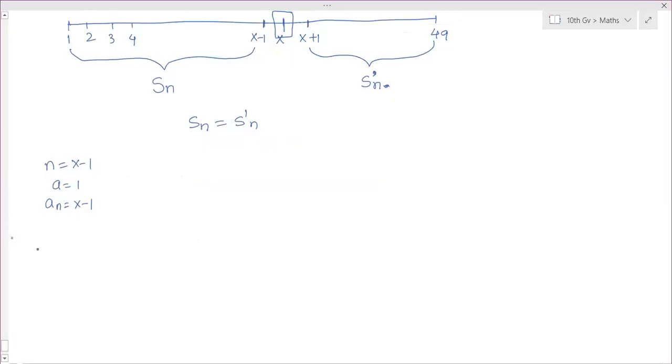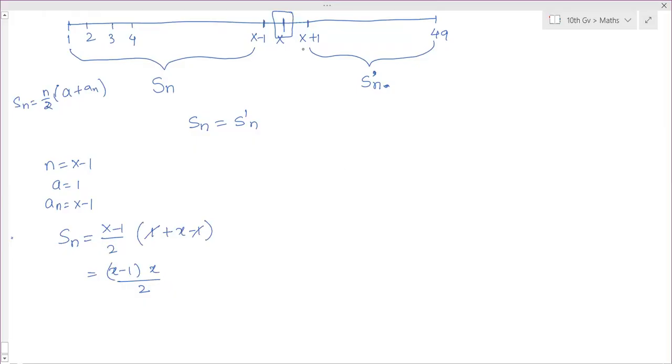Now find out the Sn for the left hand side. Sn is equal to, we are using only the first formula, n by 2 into a plus an. So here Sn is equal to n by 2, what is n? X minus 1 by 2 into a is 1 plus X minus 1. Minus 1 plus 1 cancel. So it is X minus 1 into X by 2. This is the sum of the house numbers on the left hand side.